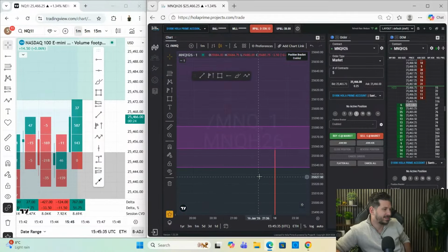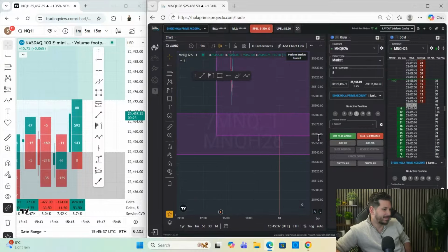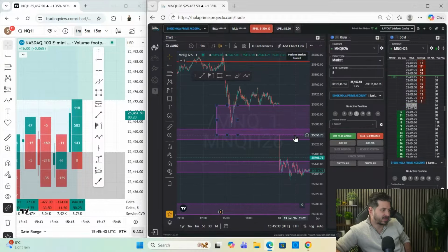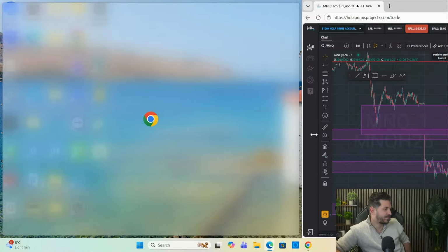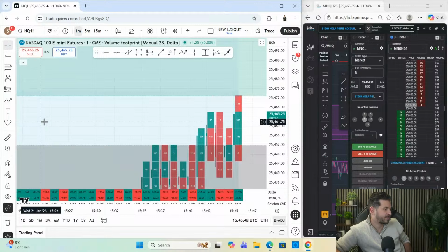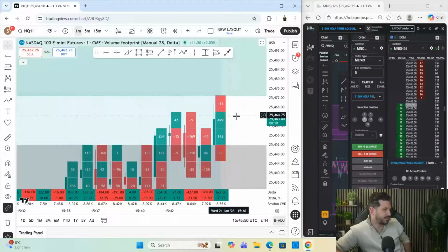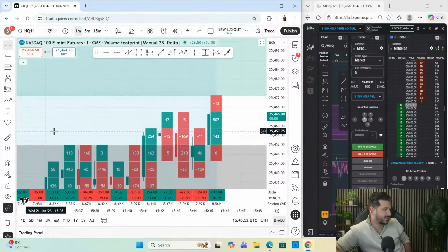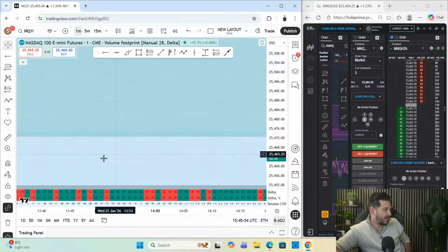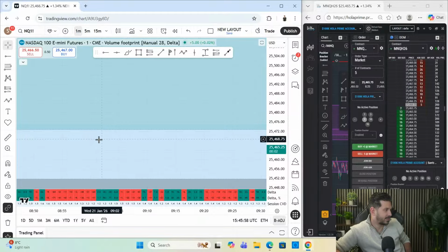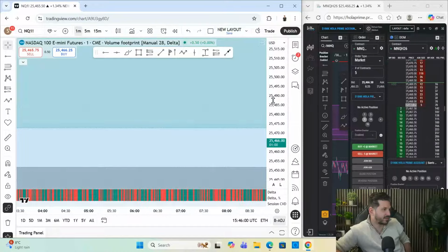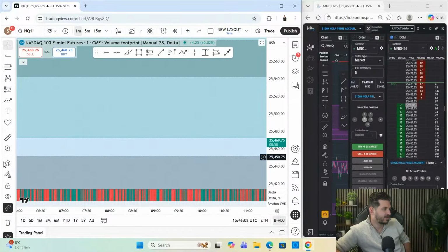That's weird. I've got the gap different on Project X. It starts at 2556. Why do I have it? Oh my God, look at that volume. Why is it different on TradingView? What is going on? Am I being stupid right now for some reason? Where the hell is it?